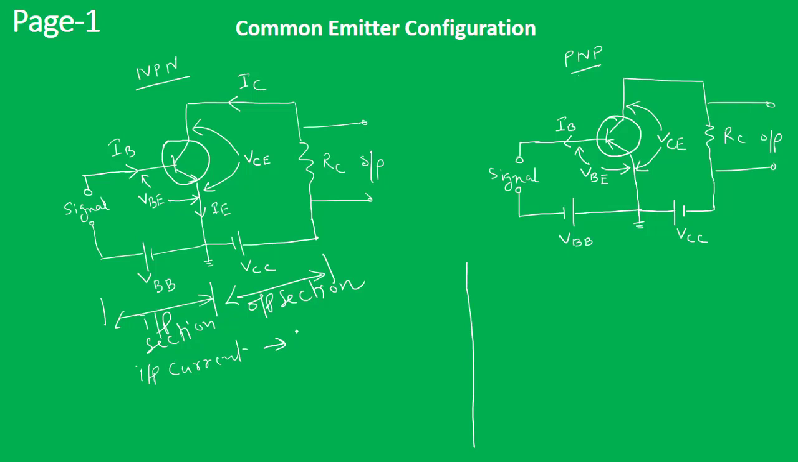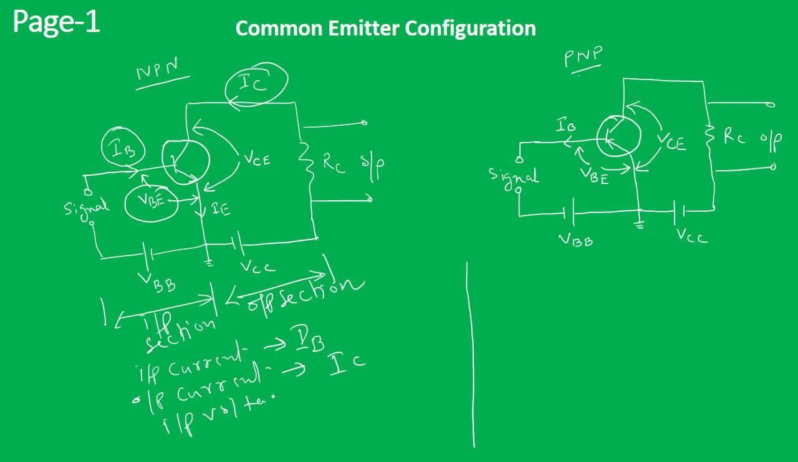input current is now IB. In previous case we have seen that input current as IE, but here in common emitter configuration it is IB. So this is our input current. So similarly output current is IC. So this is the output current, and input voltage is VBE. So this is our input voltage.